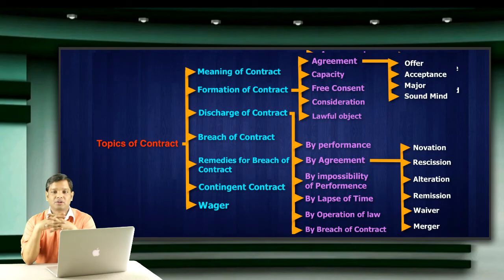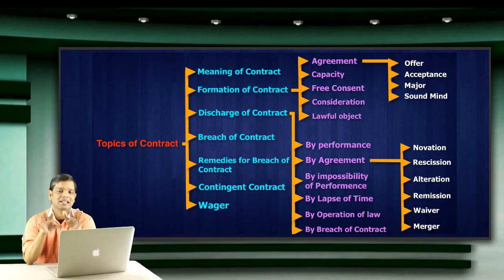The first one is novation. Novation, which we have already discussed in detail, is when something new is introduced in the existing contract, or the existing contract is discharged altogether and replaced with a new one. So the first one in this case is discharge with mutual consent. The second one is rescission.